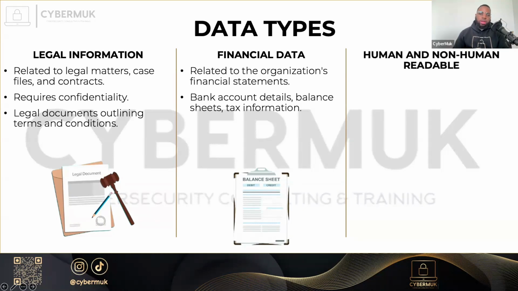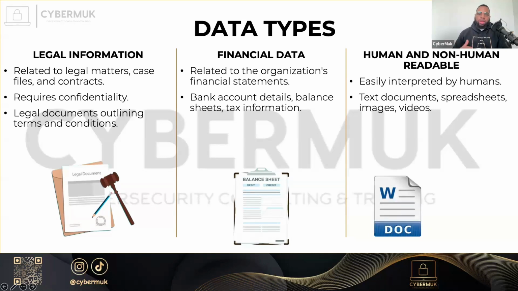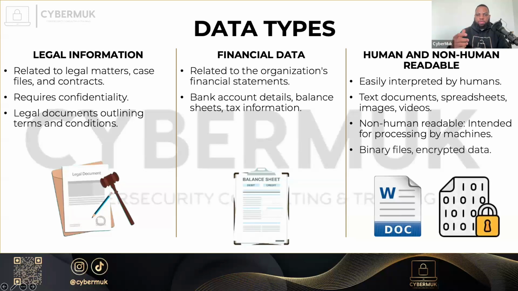Human and non-human readable data. Human readable data is easily interpreted by humans, like text documents, spreadsheets, images, videos. These are data that you and I can easily interpret. Non-human readable data is intended to be processed by computers, by machines, for example, encrypted data or binary files or different kinds of data that humans cannot interpret.